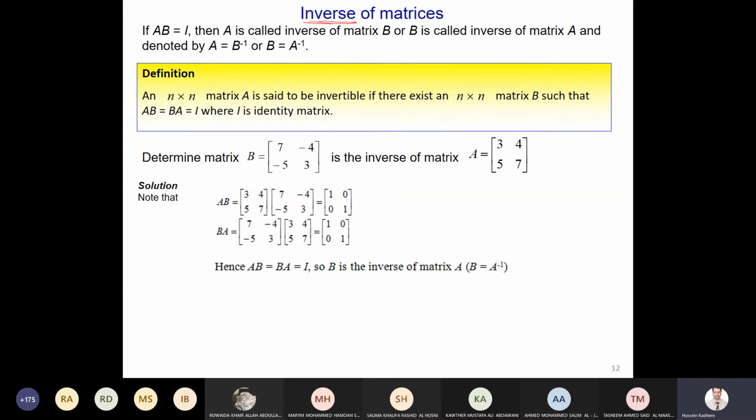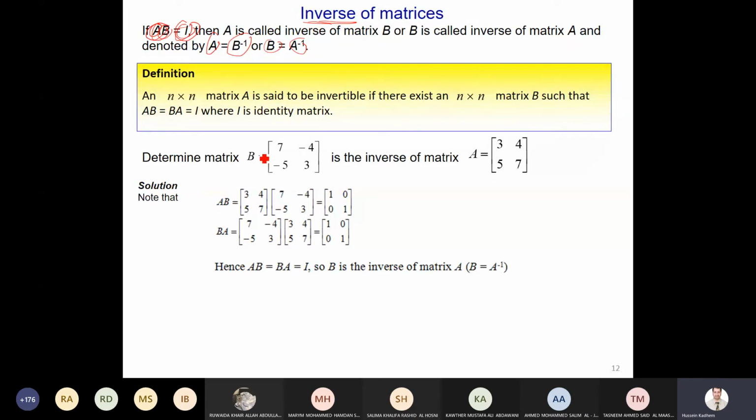Okay, now let me come to the inverse of matrices. If I have two matrices A and B, and I multiply them and I get the identity. You remember the identity? It is a diagonal matrix with ones on the diagonal. Then if I get the identity I, we call A and B, one of them the inverse of the other. It's very easy. A is equal to B inverse, or B equal to A inverse. Because they are inverse to each other, we get the identity.